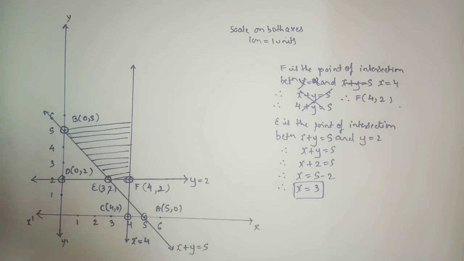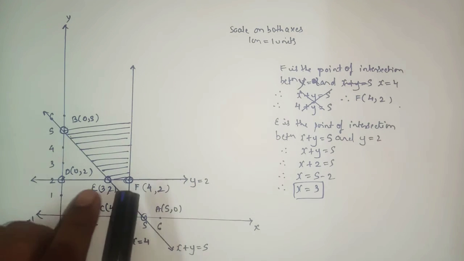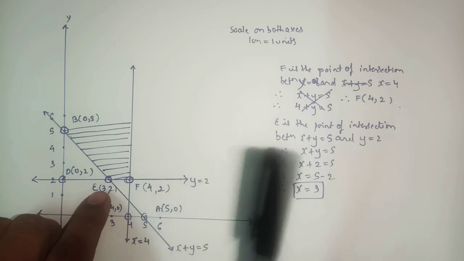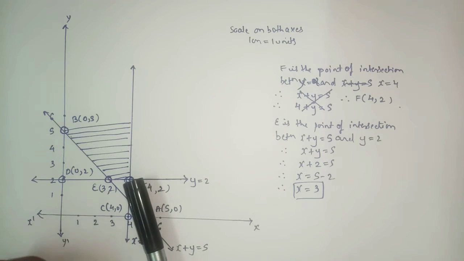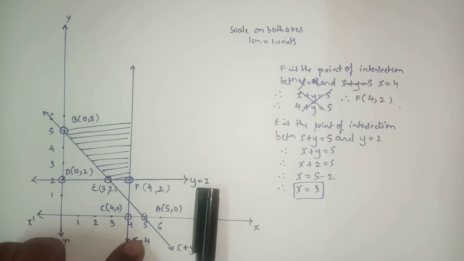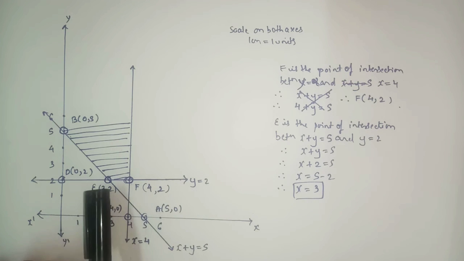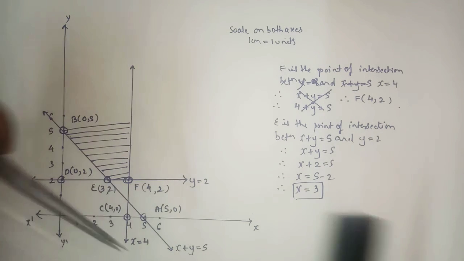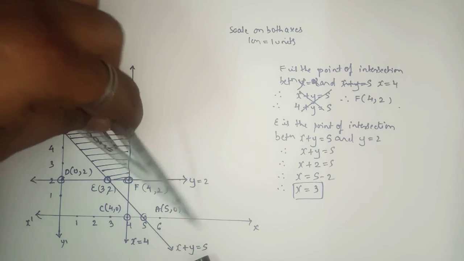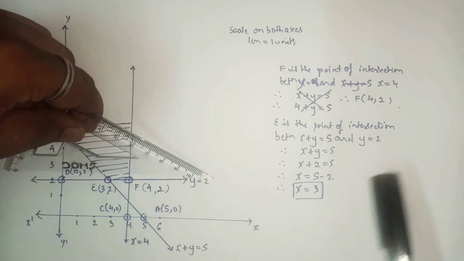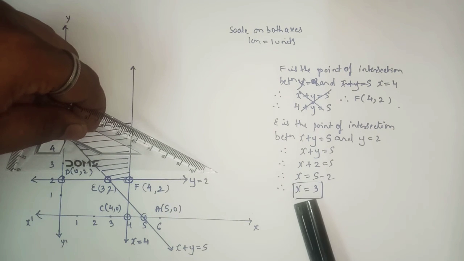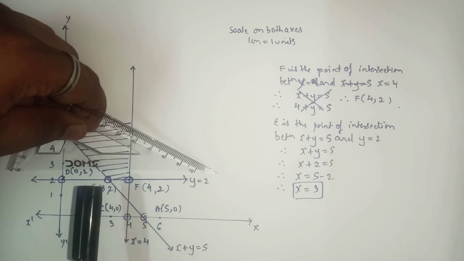So once again I will explain. Here we are getting two points of intersection, E and F. F is the point of intersection between these two lines, x equals 4 and y equals 2, so directly we get the answer as (4, 2). And E is the intersection between x plus y equals 5 and y equals 2. After solving this part, we get x as 3, so the coordinate of E will be (3, 2).